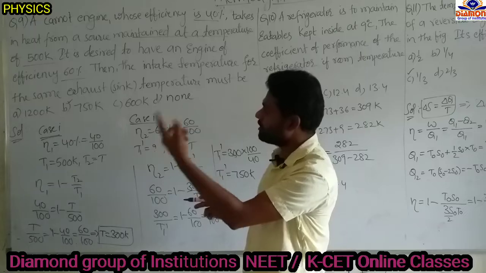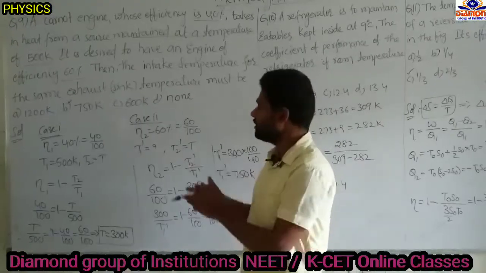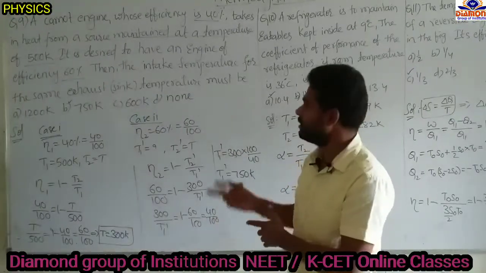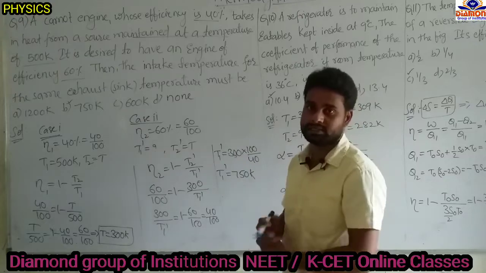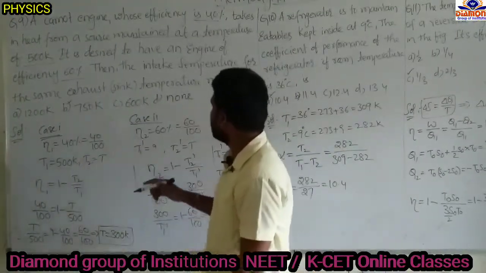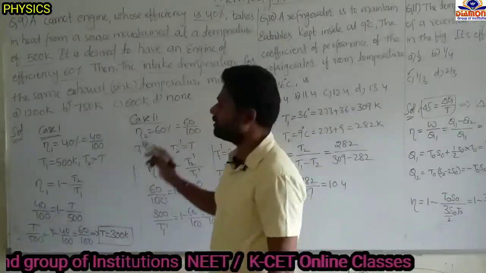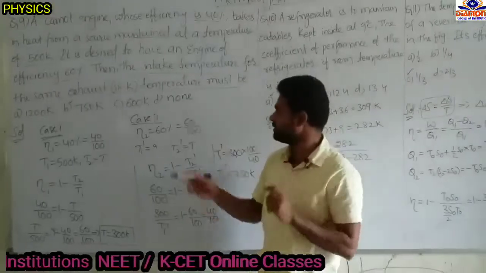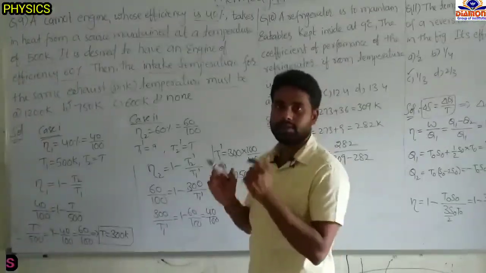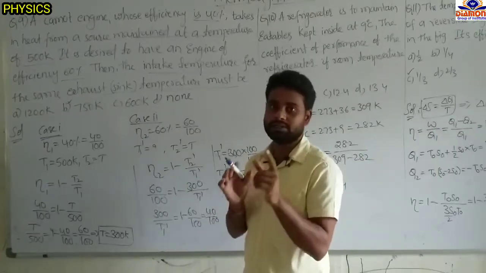In the first case it is taking heat from the source at 500 Kelvin temperature. In the second case, to increase the efficiency, what should the intake temperature be? In both cases the heat rejected is the same. So they are asking for the intake temperature with the same exhaust, meaning the same sink temperature. We have to find the intake temperature in the second case. Here the sink temperature is the same, which means the same amount of heat is rejected.